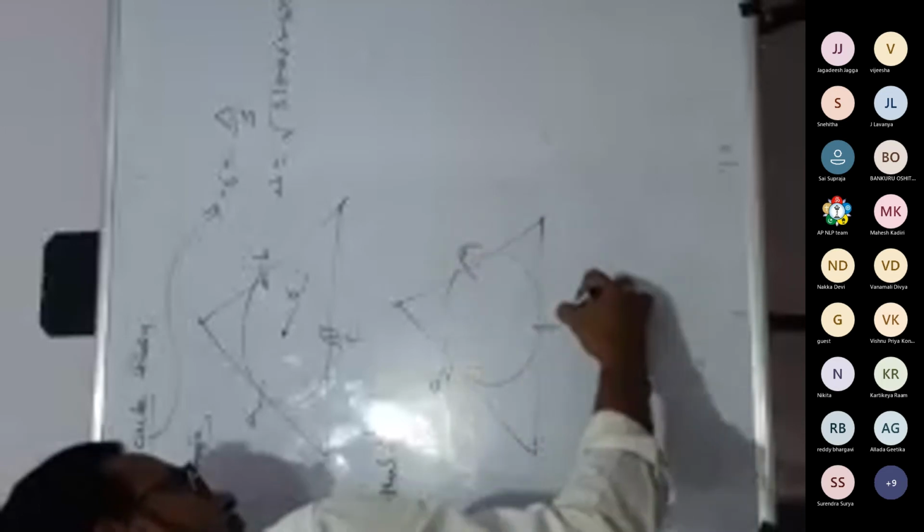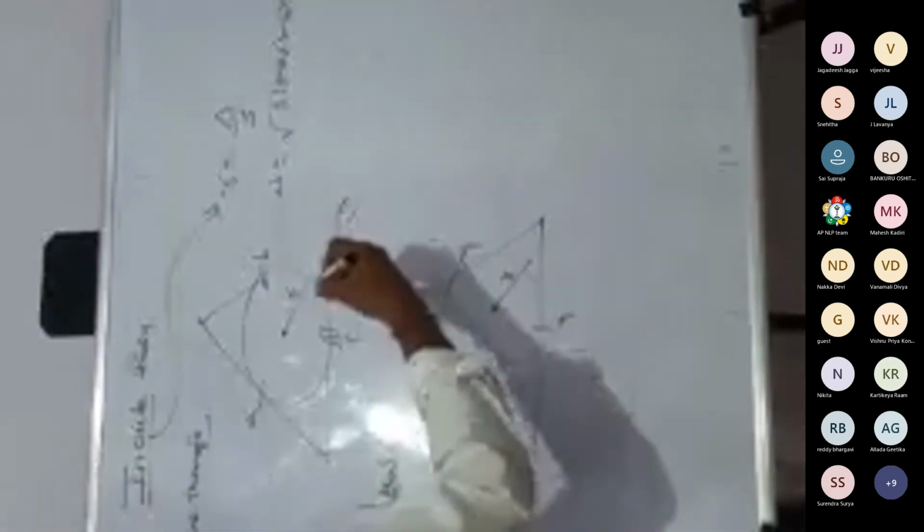Equilateral triangle. Equilateral triangle means all the sides are equal. See, A and A, all the sides are equal. The distance from the center of the circle to a point on the circle, we can call it the radius. This is small r, which is A by 2 root 3. Here A is the side of the equilateral triangle.